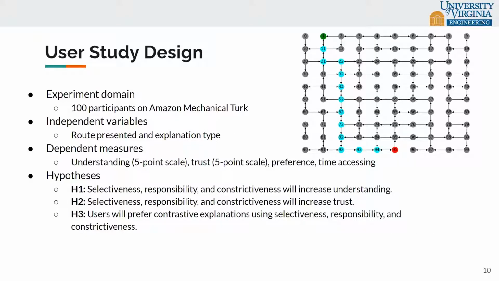We then performed a user study where we presented 100 users with 3 maps like the one shown in the upper right. All the maps were approximately equivalent, and highlighted the shortest route. We wanted the maps to be big enough that the user couldn't just look at the map and tell what the shortest path was. They would have to interact with the explanation.